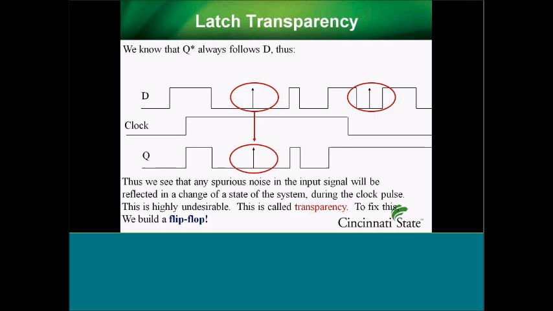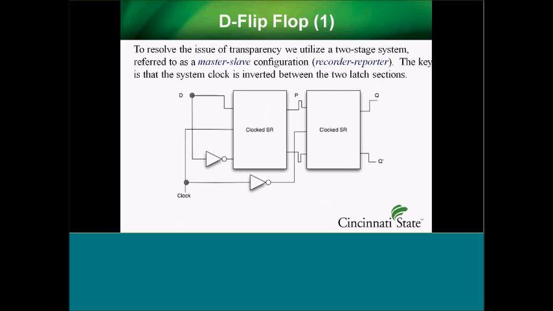Okay, this is called transparency, and this is something you actually try to avoid. You want to have some sort of a barrier or some sort of an architecture that prevents the output from seeing a direct line of sight into the input. So, we do these flip flops. Okay, so the idea about the flip flops is to use a two-stage system.